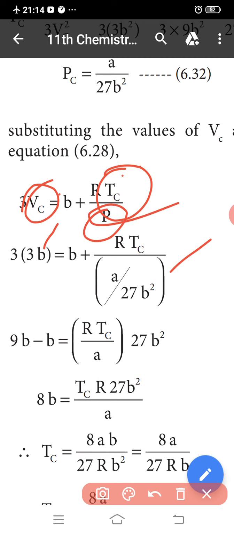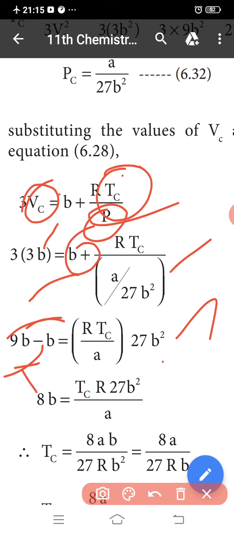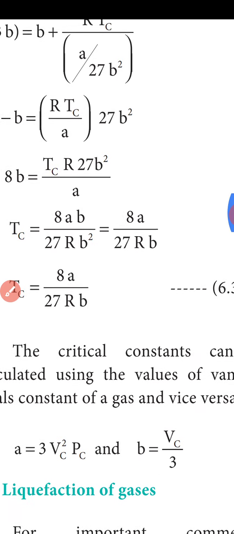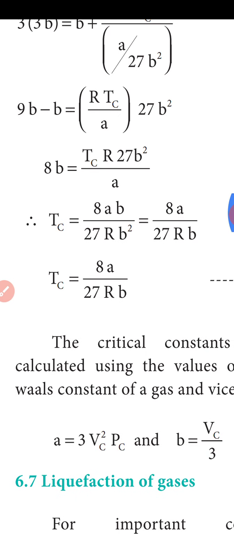So 3 into 3, 9b, this b is the opposite, so 9b minus b. So this is called 8b. 9b minus b is equal to 8b. So RTc divided by a into 27b squared. So the Tc value is calculated. So Tc is equal to 8ab divided by 27Rb squared. So the b squared cancels. So 8a divided by 27Rb. So this is the calculated critical temperature value, 8a divided by 27Rb.